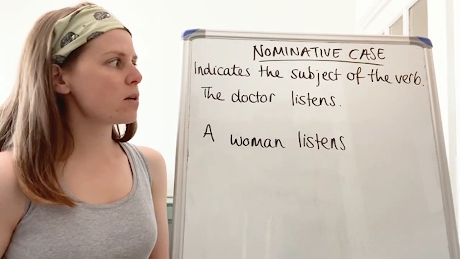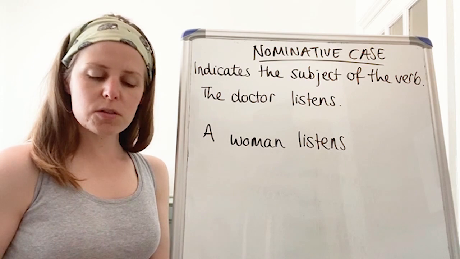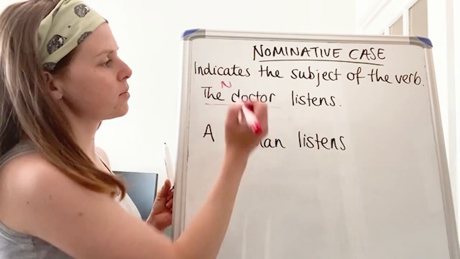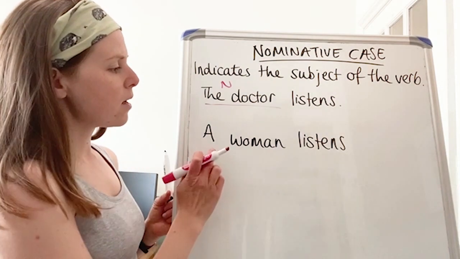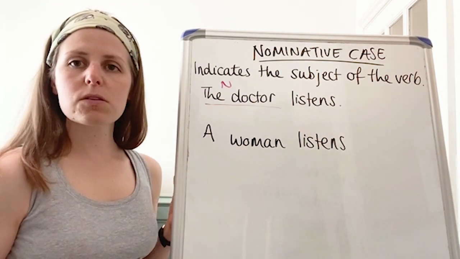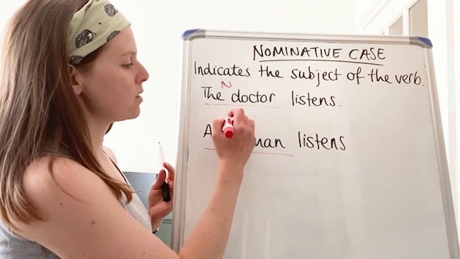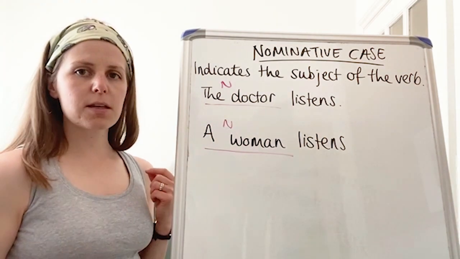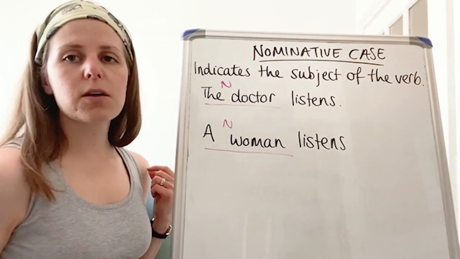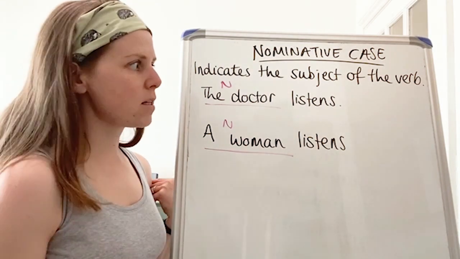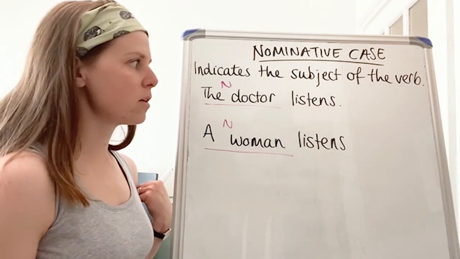So in the first one, the doctor listens. Who's doing the listening? The doctor is. So the doctor is in our nominative case. In the second sentence, who's doing the listening? A woman listens. So the woman is in our nominative case. In these 2 examples, we don't have any other cases. We don't have an accusative object, we don't have dative, we don't have genitive, and that's absolutely fine.